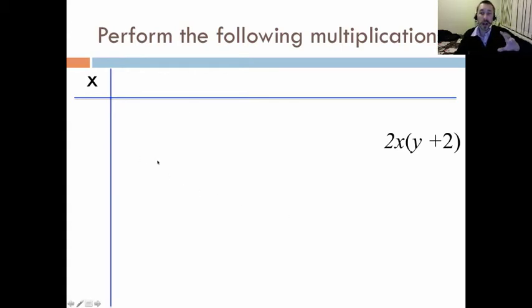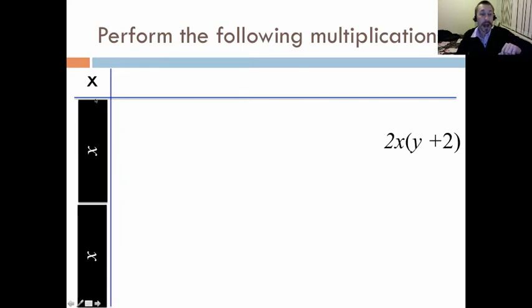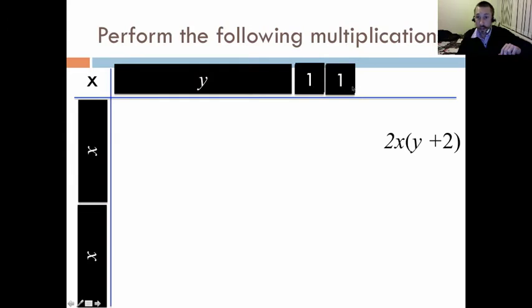So now we've got 2x multiplied by y plus 2. So the very first part goes 2x over here, 2x over here, and then we've got y plus 2 over here. So we've got a y and a 2. That is 2 units. Now what's going to go in this area?